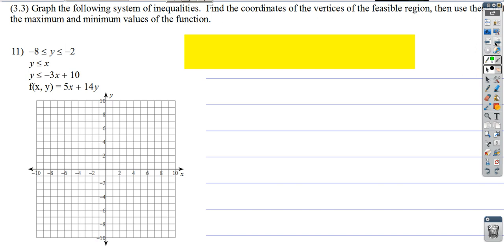All right, number 11 is on something called linear programming. What it means is we have to graph these top 3 things, and then finally at the end we'll plug in our value. So they kind of tell you here, it says graph the system first. That's the first step, so let's graph this.